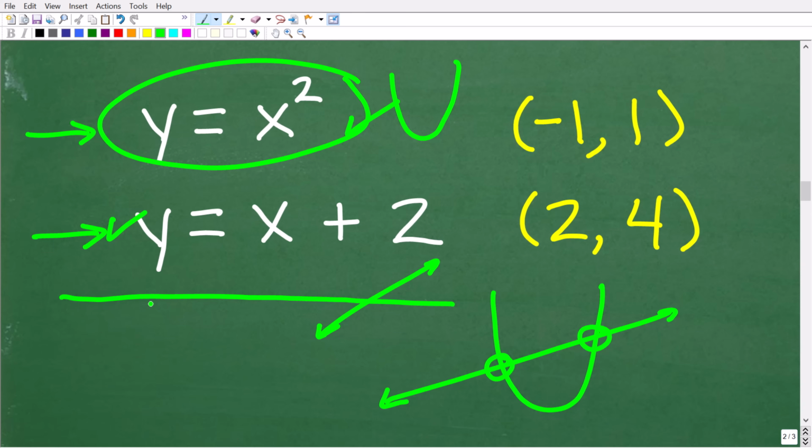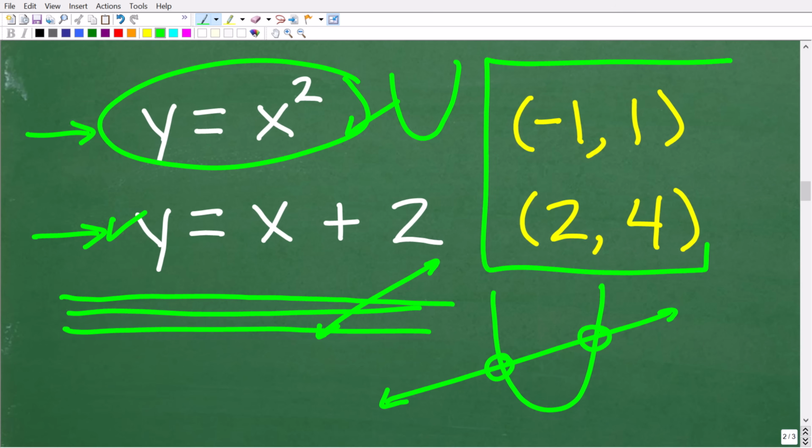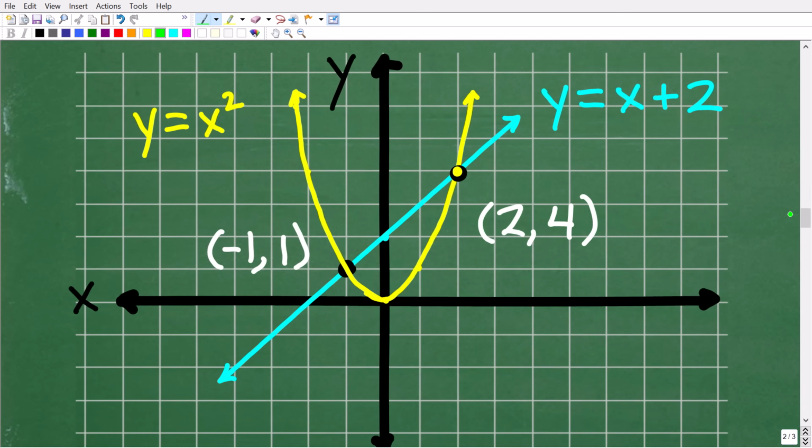Now, to solve this algebraically is a little bit more involved than to solve a two-variable linear system. But when you do, you'll see that these here are the actual solutions. So these are the points of intersection. And of course, we're going to have 2 here because if we have a line going through a parabola, we'll have 2 points of intersection. So let's go ahead and take a look at these graphs on graph paper.